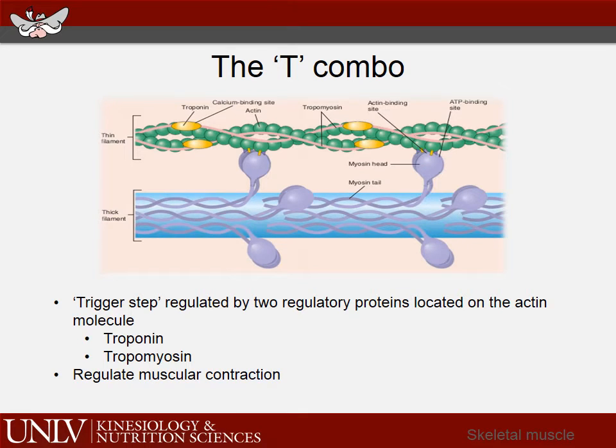Let's talk about the two T's, the T combo. This is a triggering step that is regulated by two proteins. Those two proteins are troponin and tropomyosin, which are both held on the actin molecule, and these two are responsible for the regulation of contraction. Tropomyosin travels the length of the actin, which is the thin filament, and the troponin attaches directly on top of the tropomyosin at the locations of the active sites of the myosin cross-bridge. When calcium attaches to the troponin, it releases the tropomyosin, exposing those binding sites that allow the myosin head to attach and move.